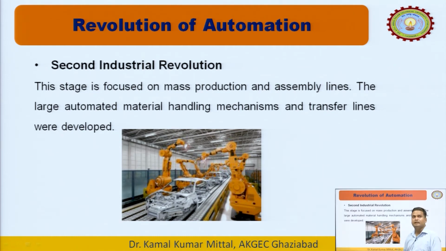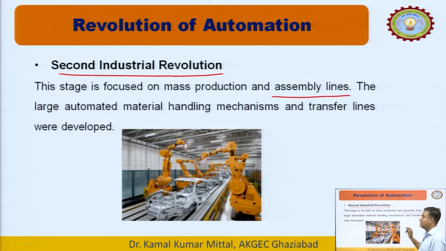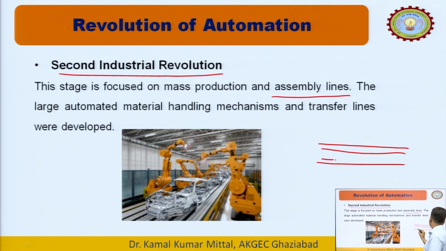Then second industrial revolution. In this stage it is basically focused on mass production. Second जो ऑटोमेशन में क्रांति थी, रिवॉल्यूशन था, उसका मेन उद्देश्य था कि मास प्रोडक्शन को लेना और असेंबली लाइन का यूज़ करना. We are using assembly lines in this. So the purpose of the assembly line is that in this a line is there like this. Here is a conveyor.